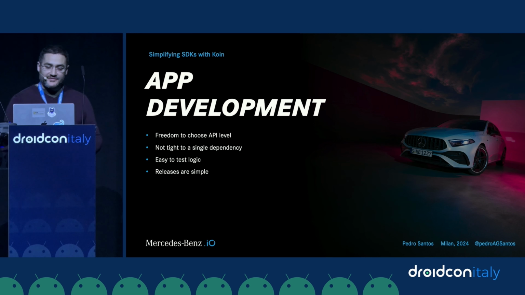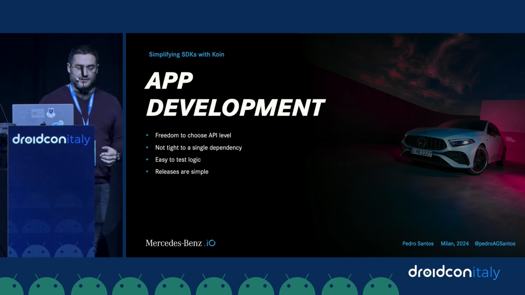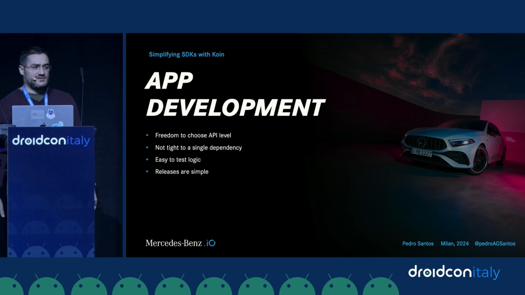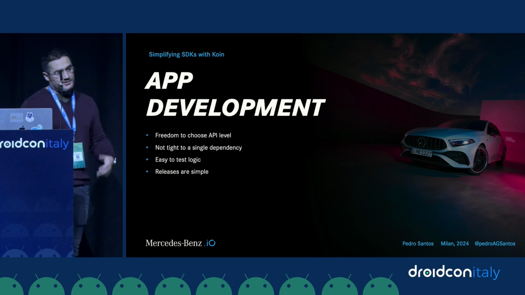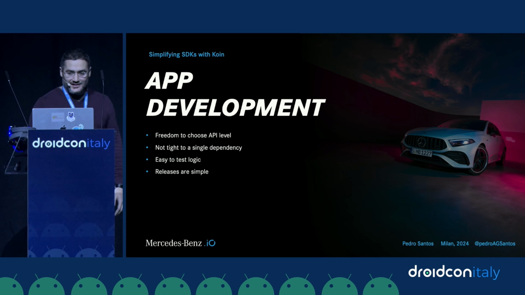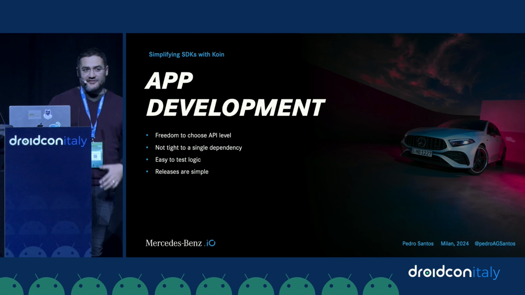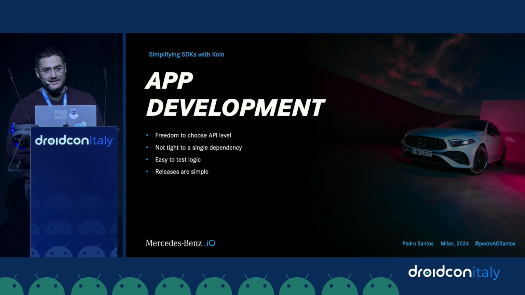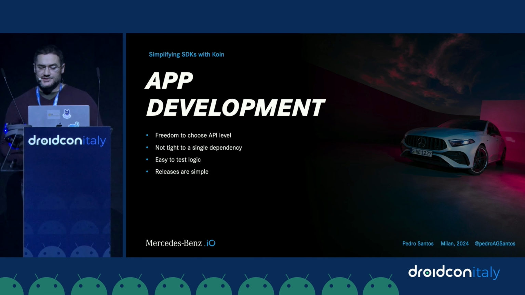In app development, a lot of stuff is already built in for you nowadays. You have architecture components, they are already there for you. You're not tied to a single dependency. You can just switch from one to another. You're using Dagger, now you're using Koin. You have flexibility, right? About testing, there are a lot of libraries like MockK that allow you to test more easily.